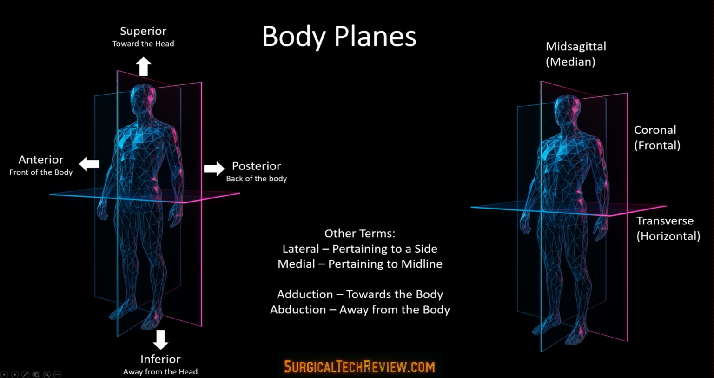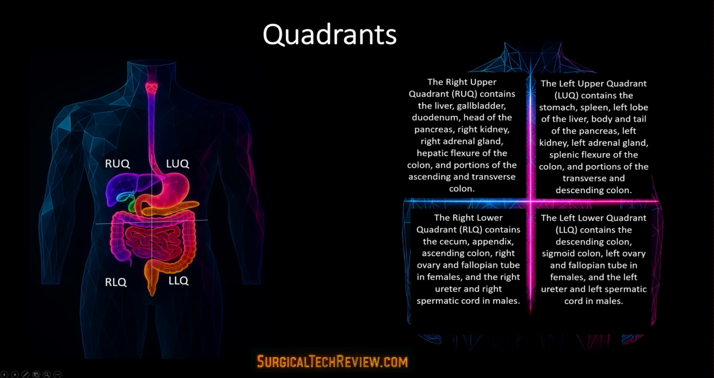Before discussing splenectomy, it's important to review anatomical terminology. Body planes such as transverse, sagittal, and coronal help describe incision orientation and imaging views. Directional terms like anterior, posterior, superior, and inferior are used throughout surgery to communicate positioning and anatomy clearly. These terms are essential for teamwork and patient safety in the OR.